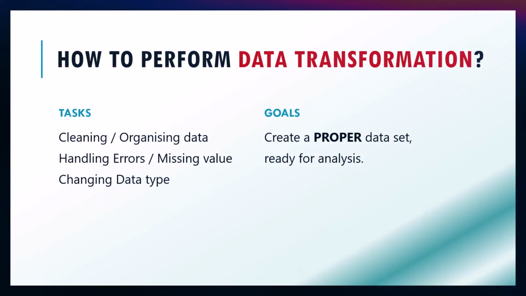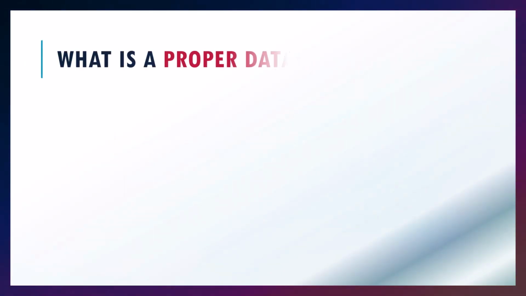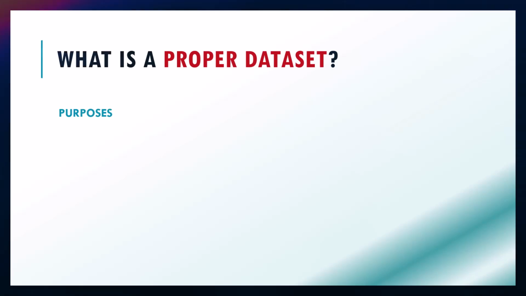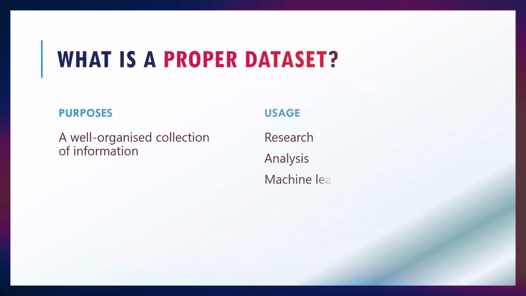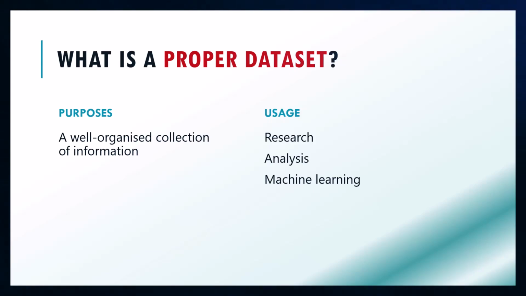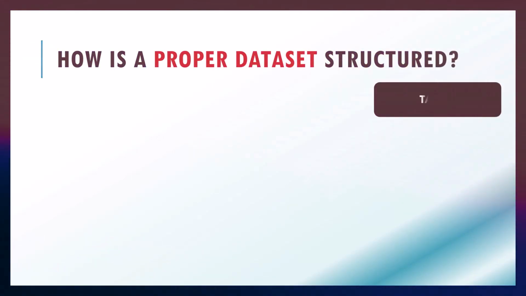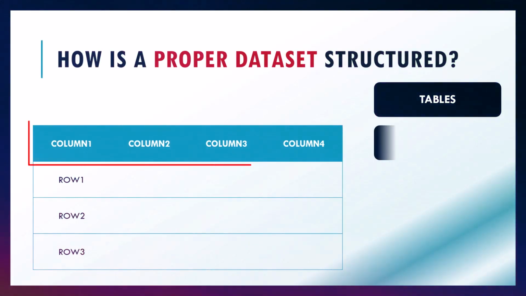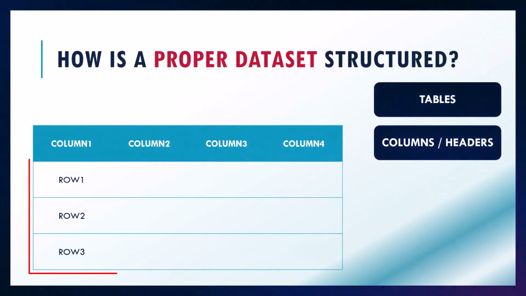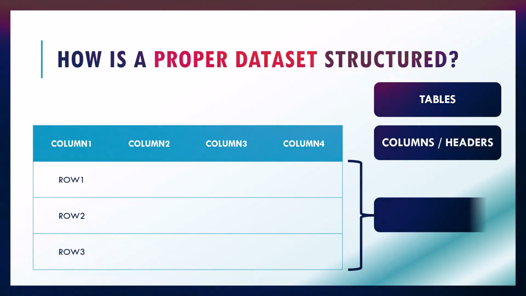We've talked a lot about a proper data set. So what exactly is it? A proper data set is like a well-organized collection of information that we use for research, analysis, or machine learning. And here are the key aspects of a properly structured data set. The data should be neatly stored in a way that we can easily read, like in a spreadsheet or table. The table should contain columns, in other words headers, and rows, in other words records.